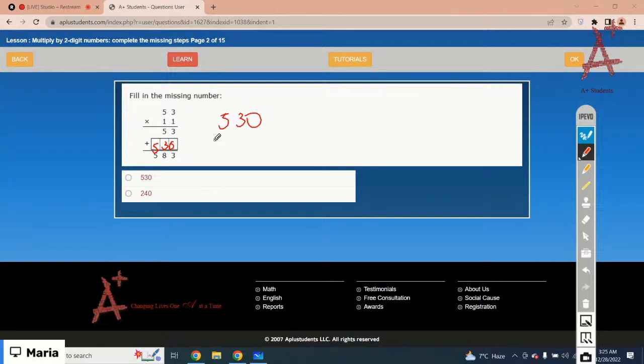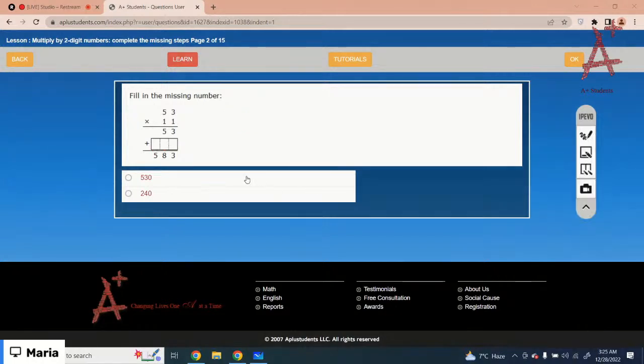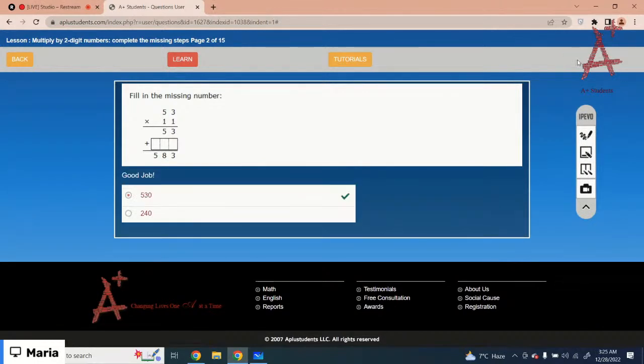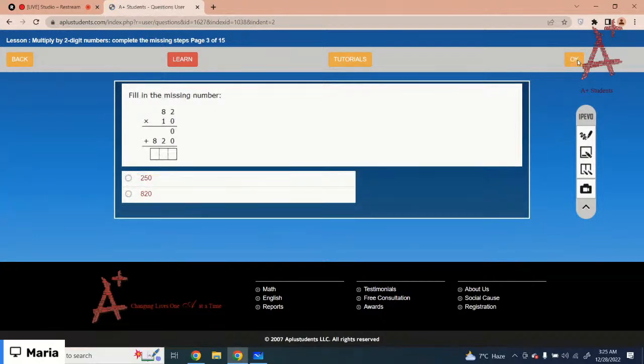So the correct option is 530. Just select the correct option, then click on the OK button. Okay, the next one is 82 times 10. And here you have the sum is missing. Got it? You have to add them.